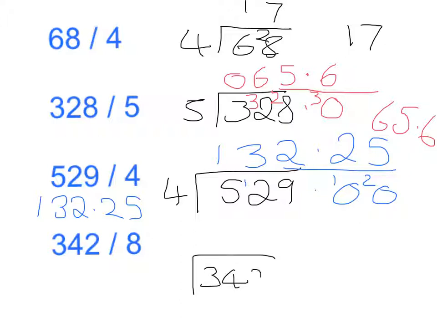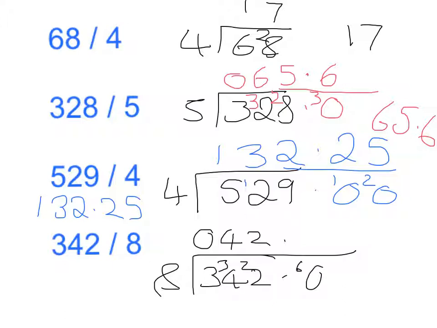And the last example, 342 divided by 8. How many 8s in 3? None. Give the 3 to the 4. How many 8s in 34? 8, 16, 24, 32, which makes 4 with 2 left over. How many 8s in 22? 2 with 6 left over. How many 8s in 60? Well, I know 8 8s are 64, so it'll be 7 8s are 56 with 4 left over. And how many 8s go into 40? 5. So my answer is 42.75.